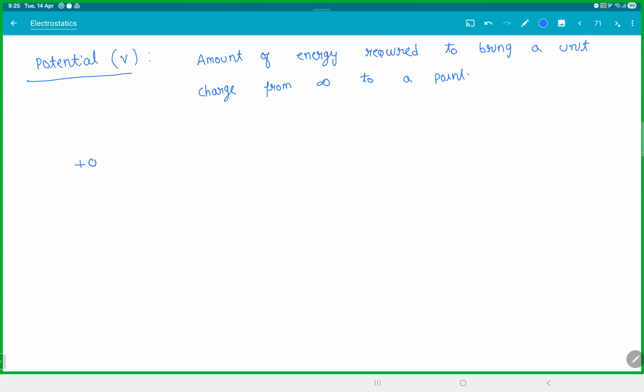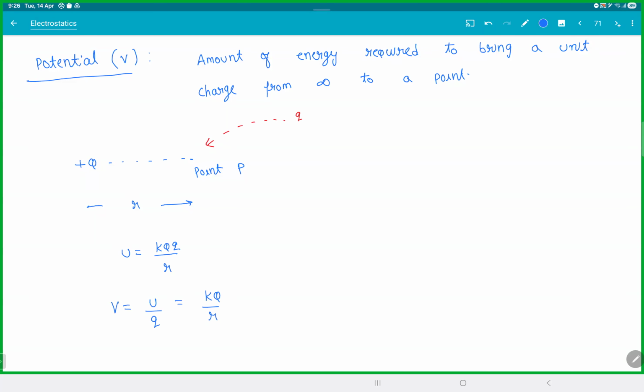So if you have plus q charge, if this is point P, the distance is r. So if you're bringing a q charge from here to this point P, then we know the potential energy is k q small q by r. So the potential V is defined as potential energy by unit charge. So this becomes kq by r.